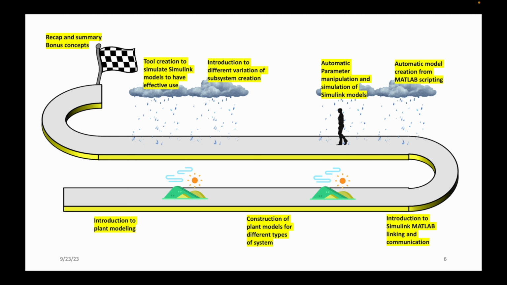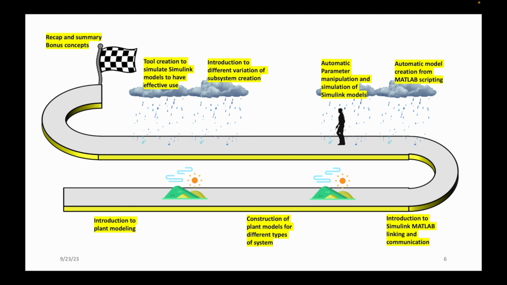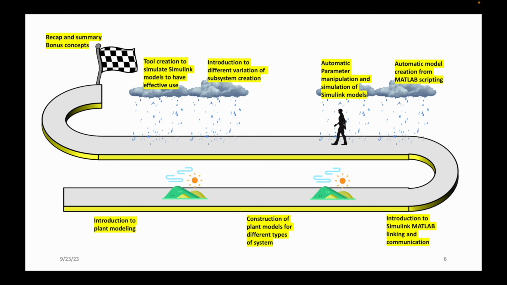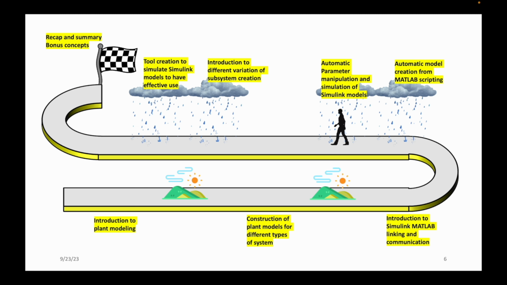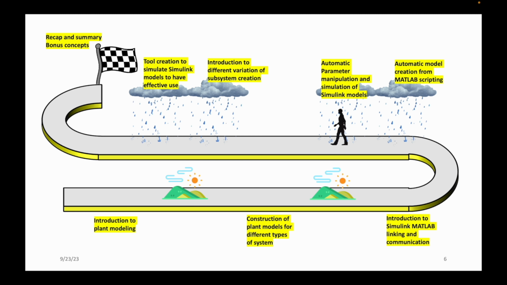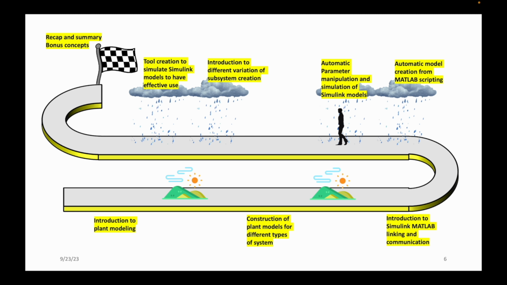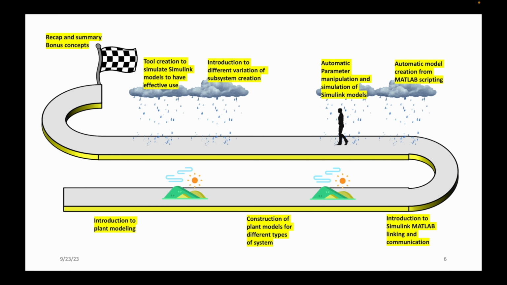And based on these parameters, suppose for a mass damper system, I can change my mass or my spring constant or my damping constant. So for an electrical circuit, I can change my resistance or my capacitance or the inductance of the circuit or the voltage of the circuit. So all these things we can change automatically, and we can try different parameters.